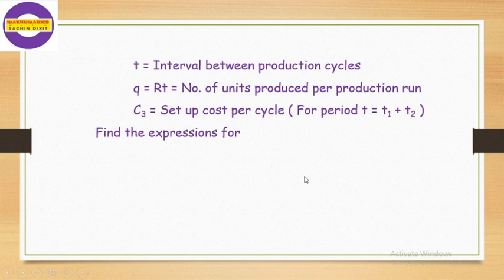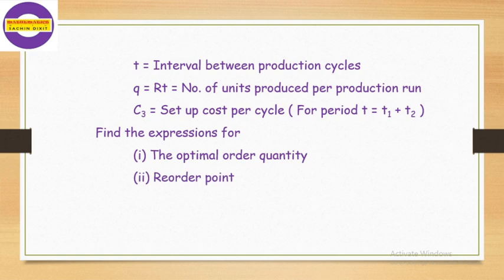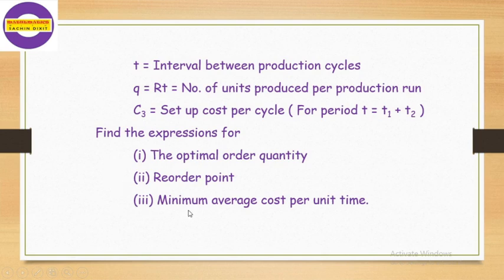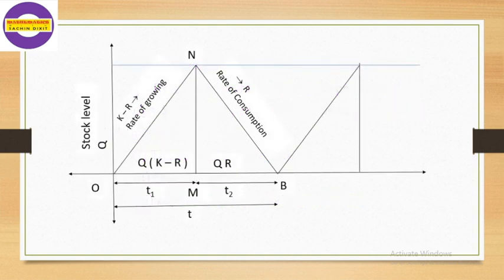Find the expressions for the optimal order quantity, reorder point and minimum average cost per unit time. These are the given terms and we have to find these three expressions: optimal order quantity, reorder point and minimum average cost per unit time. Now this is the diagram or figure for this model.